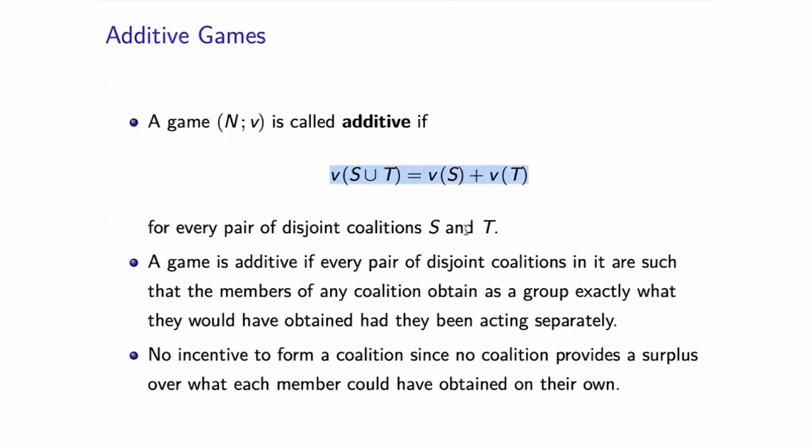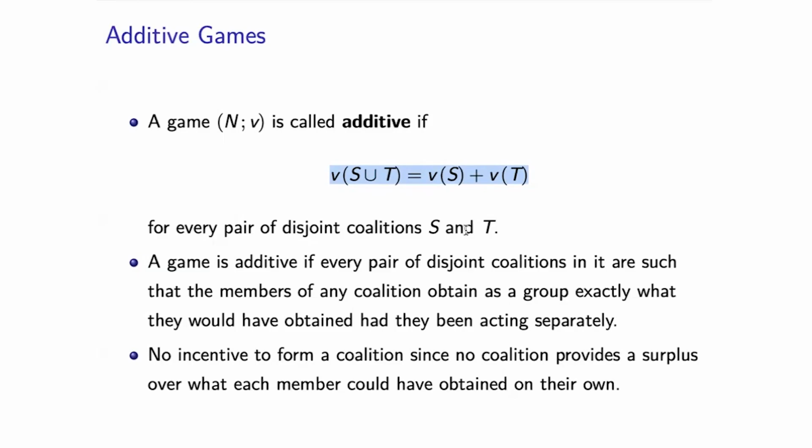So basically, this is saying that a game is additive if every pair of disjoint coalitions in it are such that the members of any coalition obtain as a group exactly what they would have obtained had they been acting separately, right? So the significance of this is that if a game is additive, there's no advantage of forming coalitions, because a coalition does not provide anything extra compared to what each member could have obtained on their own, right?